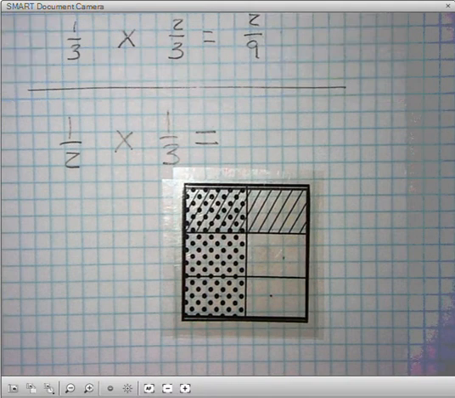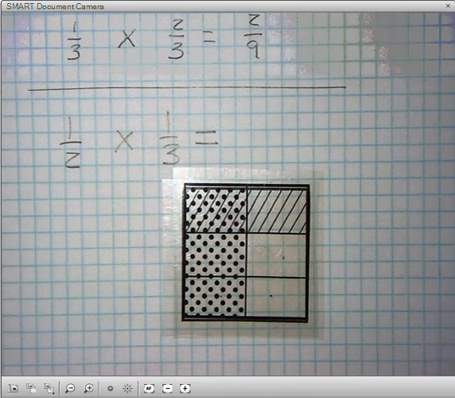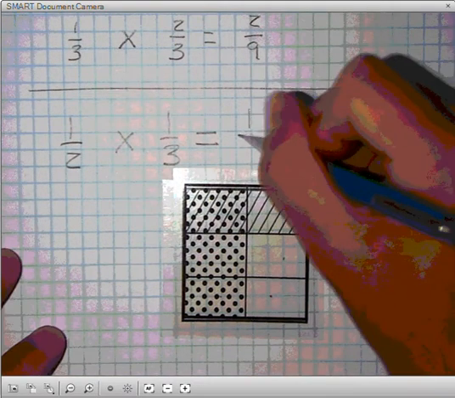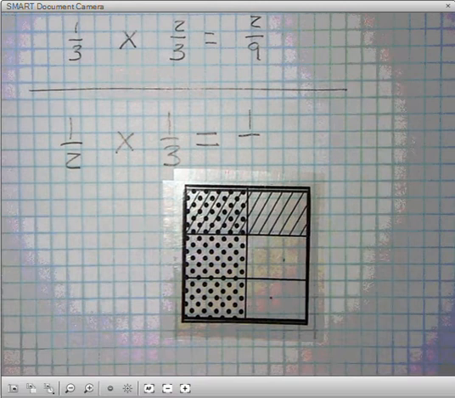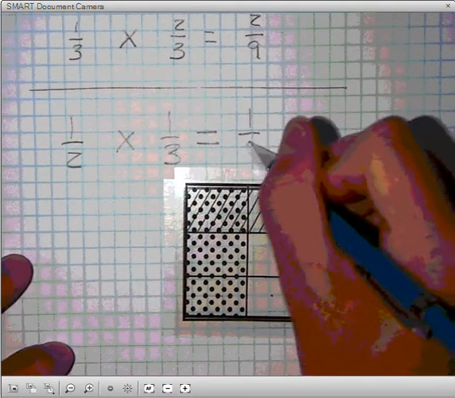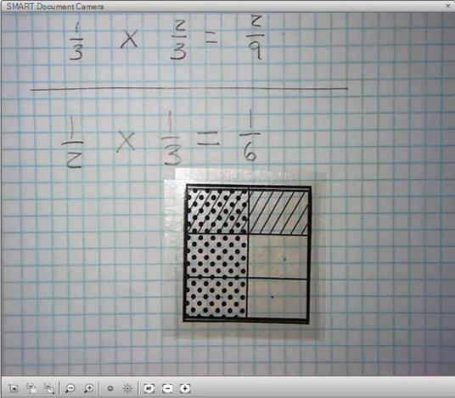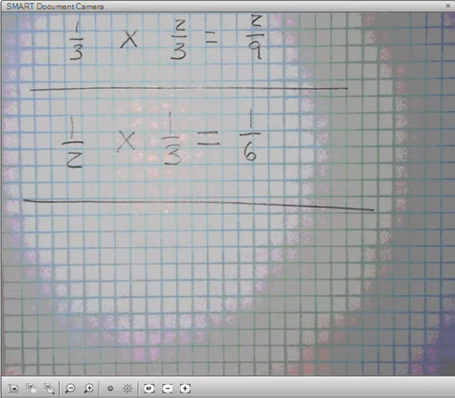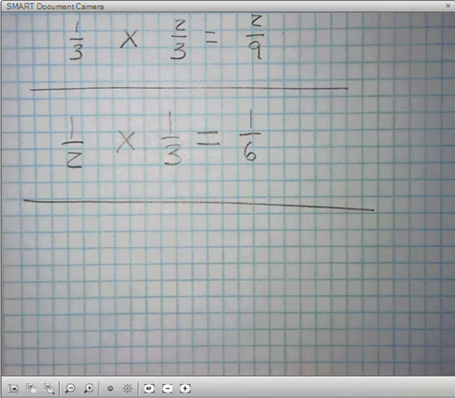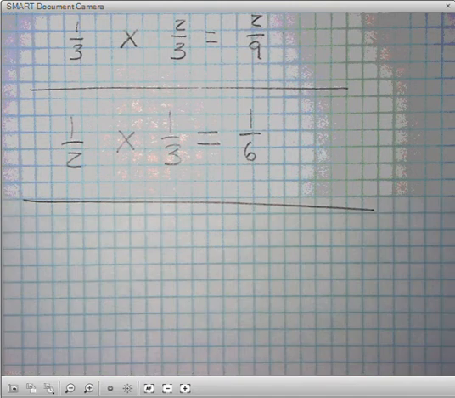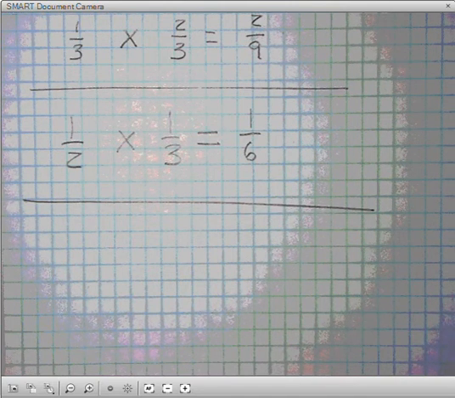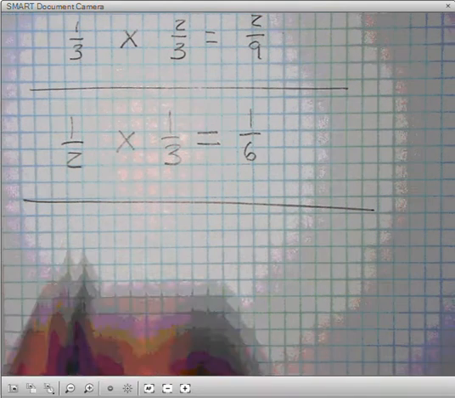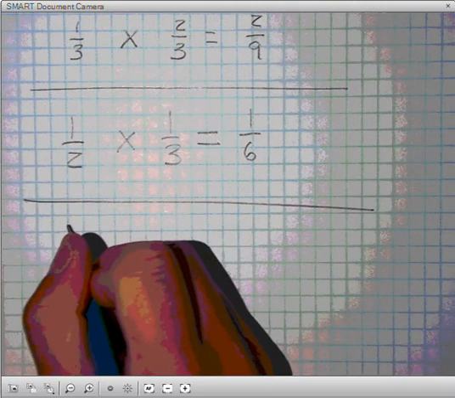If we put those on top of each other, how many have both stripes and polka dots? 1. How many total squares are there? 6. So our answer there is 1/6. Yeah, 1 times 1 will get you every time. It's not. Let's try some more challenging ones.